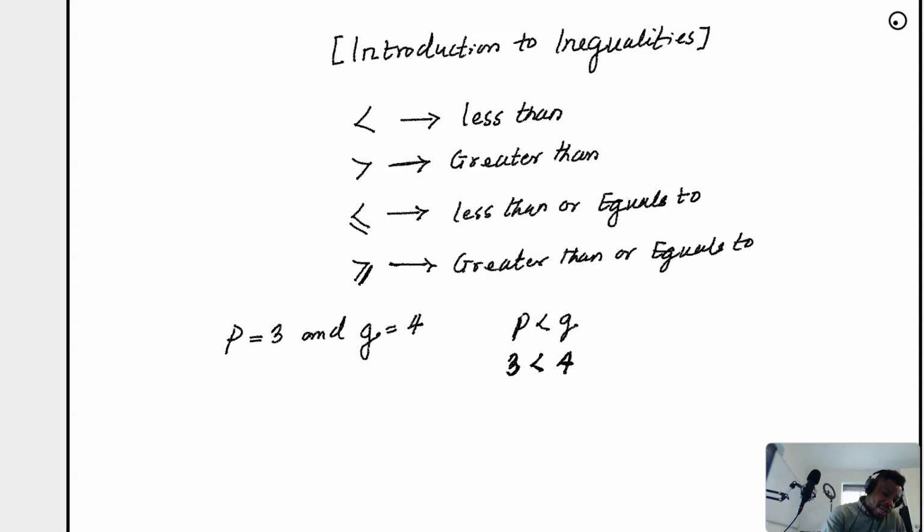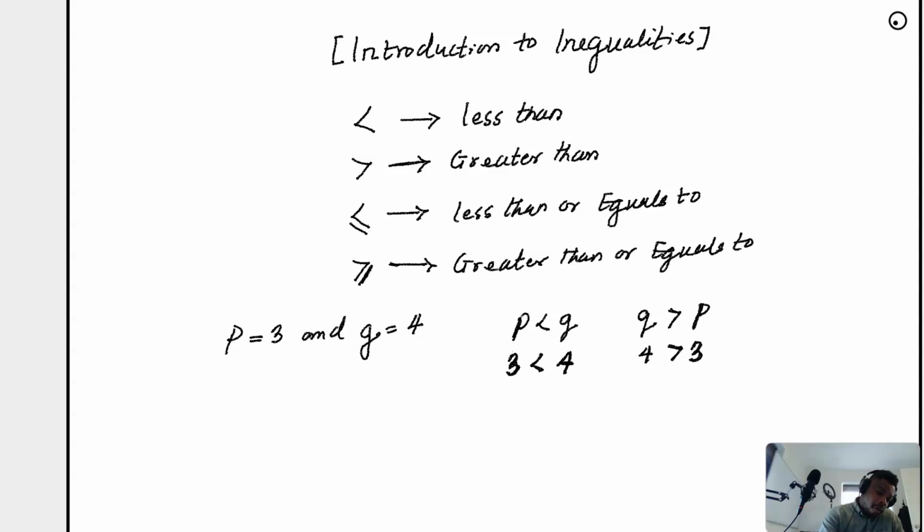But in a case where I have Q is greater than P, remember that 3 is less than 4. It simply means 4 is greater than 3. Our Q is 4 and our P is 3. So 4 is greater than 3, and we use this symbol. 4 is greater than 3 simply means 3 is less than 4.